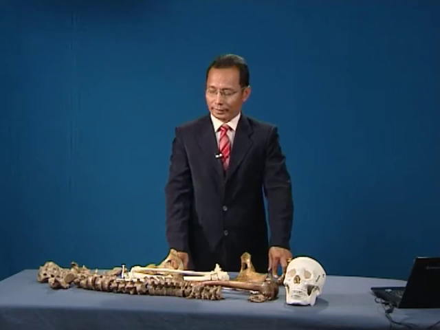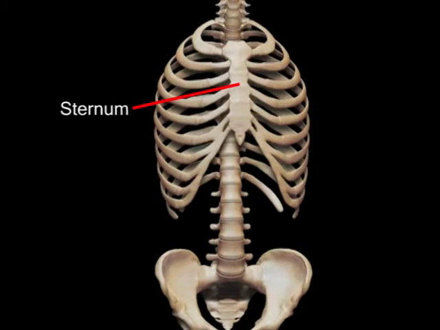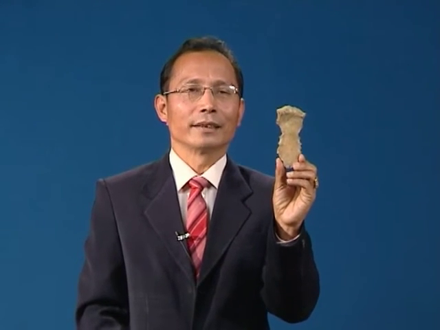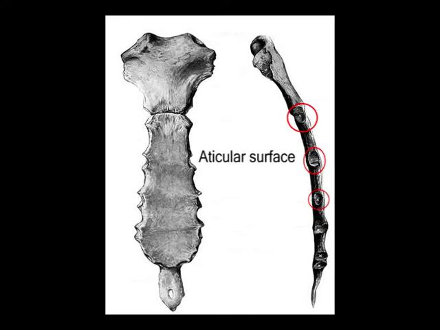floating ribs. So altogether there are 24 ribs, and these 24 ribs form our rib cage, which protects the delicate organs like heart and lungs of our body. Then we have another bone, the sternum. This is the sternum. It is in front of our chest, and it is with this sternum that ribs articulate. Ribs are joined here at these articular surfaces.